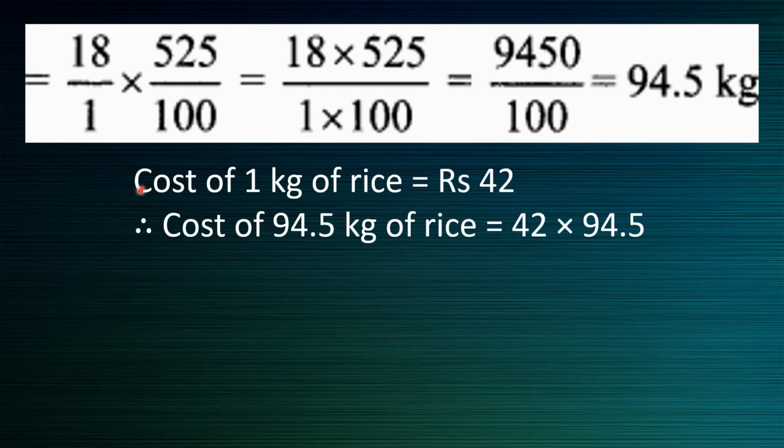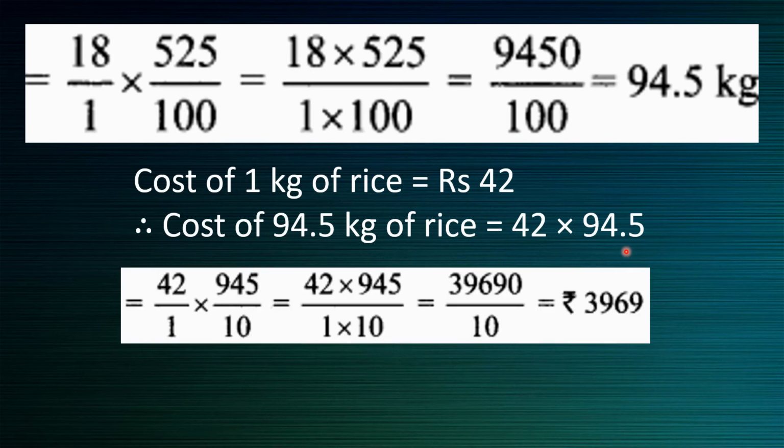So the cost of 1 kilogram of rice is equal to rupees 42. So now we have to find out the cost of 94.5 kilogram. So here the cost of 94.5 kilogram of rice is equal to 42 multiplied by 94.5. So now we will multiply this. So here we will write this in common fractions. So 42 upon 1 multiplied by 945 upon 10. So 42 multiplied by 945 upon 1 multiplied by 10. So here when you multiply, you will get 42 multiplied by 945, that is 39,690 upon 10.